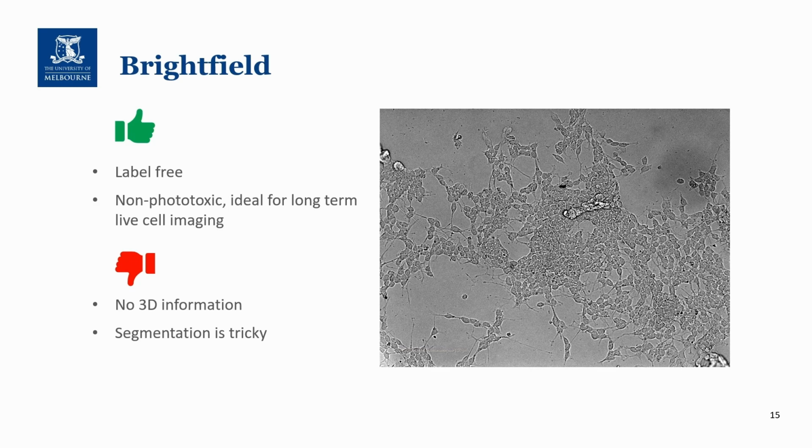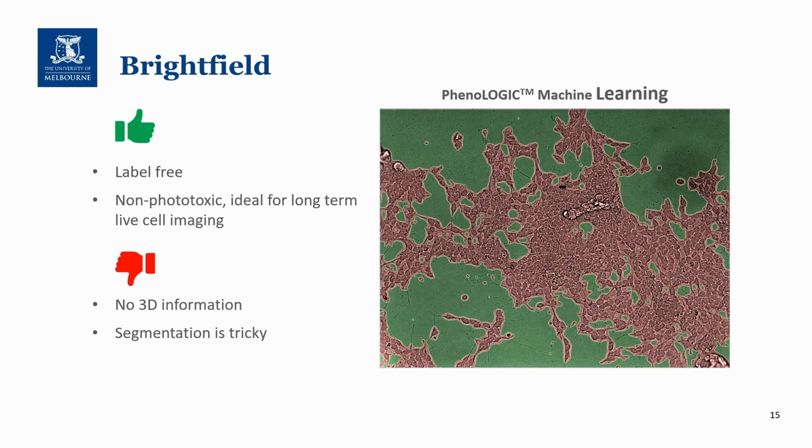Starting with Brightfield, advantages are that it is label free and it's non-phototoxic. That makes it ideal for long-term live cell imaging. The downside is that it doesn't allow you to do 3D imaging and segmentation can be difficult. When we use the Phenologic machine learning, it can distinguish cells from the background. This can be used to perform general segmentation, but this is challenging, if not impossible, at the individual cell level.